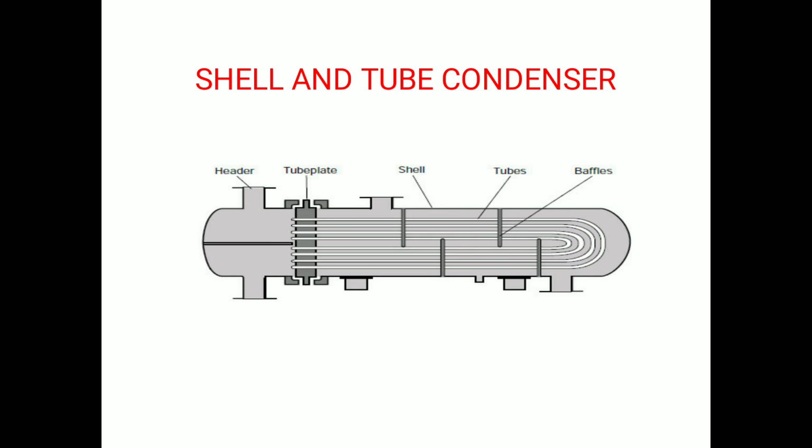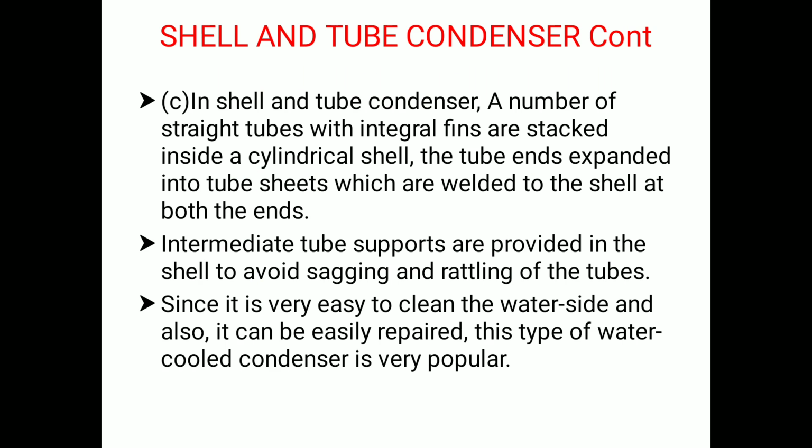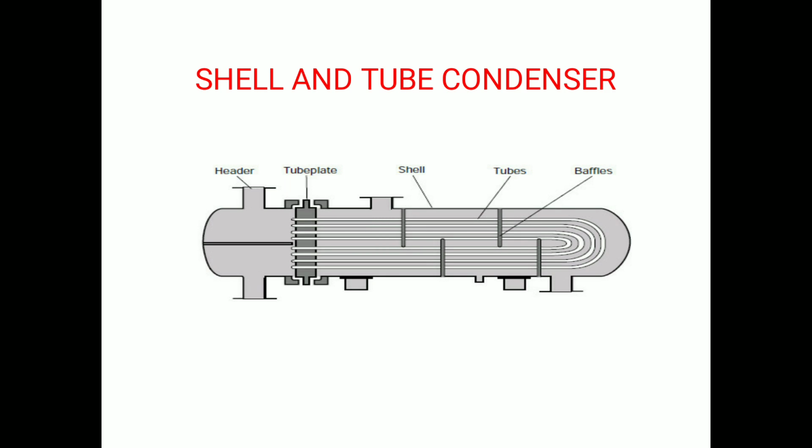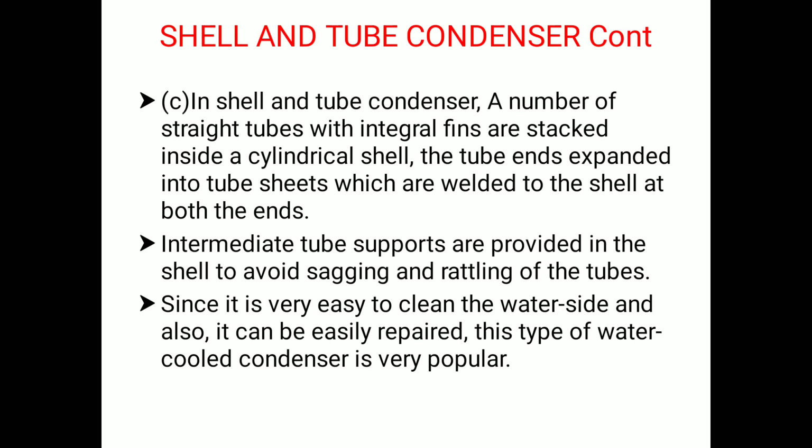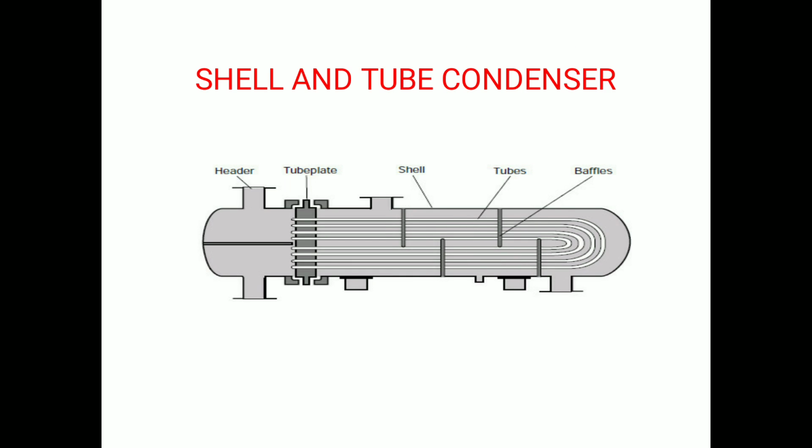Next is a shell and tube type. In a shell and tube type condenser, a number of straight tubes with integral fins are stacked. You can see the tubes and fins from this diagram. The tube ends are expanded into tube seats which are welded to the shell at both ends. Intermediate tube supports are provided in the shell to avoid sagging and rattling of tubes. You can see the baffle plates to support.